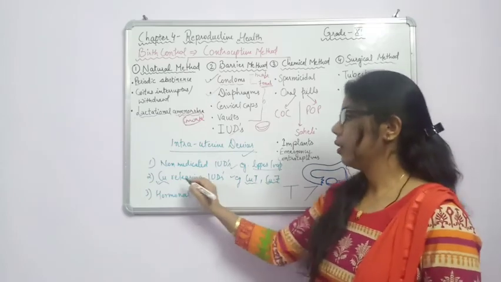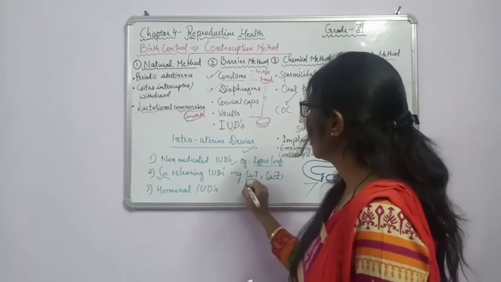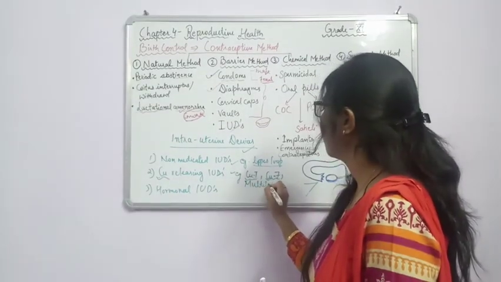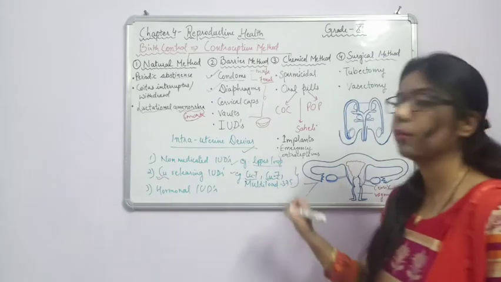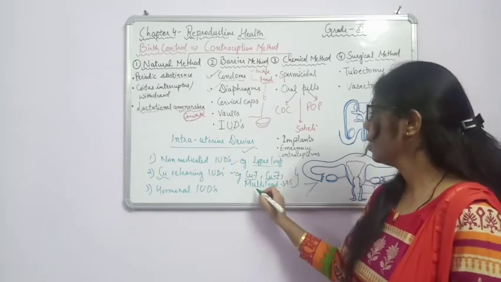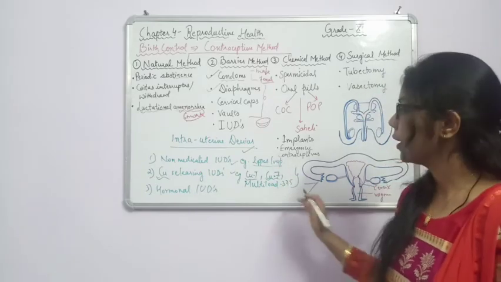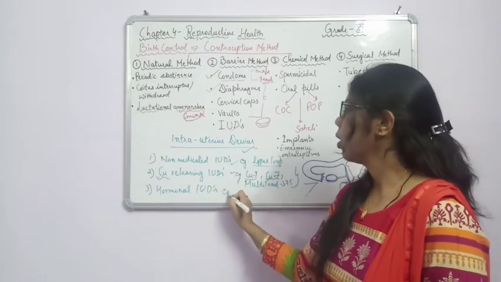So we know different examples: copper T and copper 7. Along with these, another one is multi-load 375. These examples are important from the examination point of view. Copper releasing IUD examples: copper T, copper 7, multi-load 375. All of them have the same function: they release copper ions. Third one is hormonal IUDs.